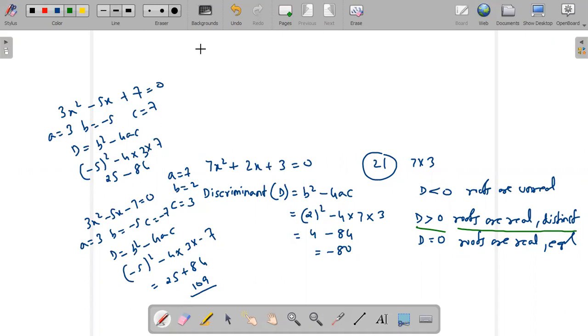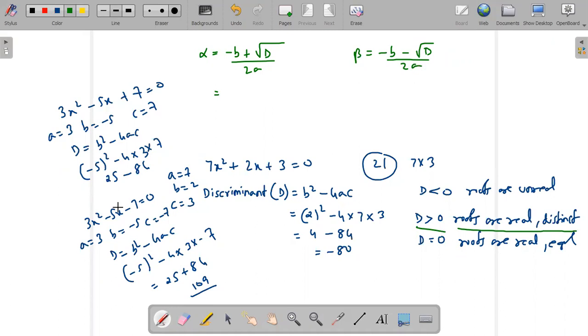And what are the roots of a quadratic? They are represented by alpha and beta. And the quadratic formula says alpha is equal to minus b plus square root of the discriminant upon 2a. And the value of beta is minus b minus square root of the discriminant upon 2a. So this you have to memorize. Okay. Alpha is minus b plus root d, that is b square minus 4ac. You can either take it out initially or you can substitute here, no problem.